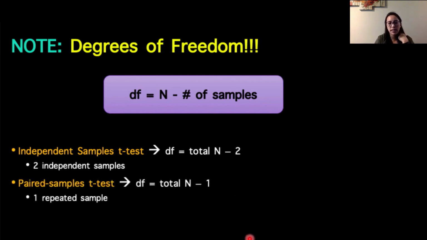For a paired samples t-test, we've technically only collected one sample and we're just measuring them twice. So degrees of freedom for a paired samples t-test is going to be the total number of individuals that we've collected, or our total sample size, minus 1 to represent one repeated sample.